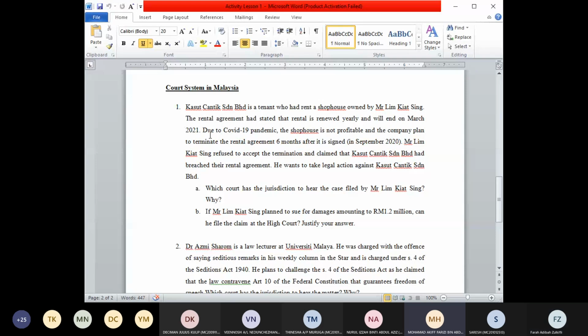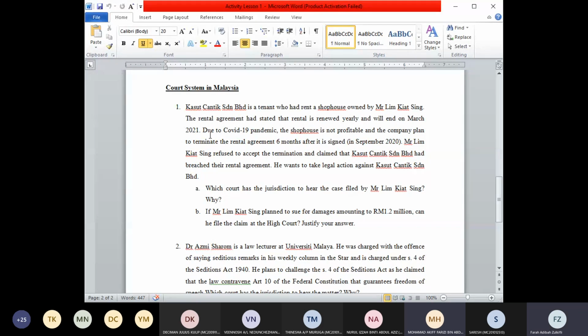Mr. Lim refused to accept termination and claimed that Kasut Cantik Sendirian Berhad had breached their rental agreement. He wants to take legal action against them. Which court has the jurisdiction to hear the case filed by Mr. Lim, and why? Miss, my answer would be the session court. This is because the session court hears any civil matter involving motor accidents, disputes between landlords and tenants, and some distress actions. So it would be session court.